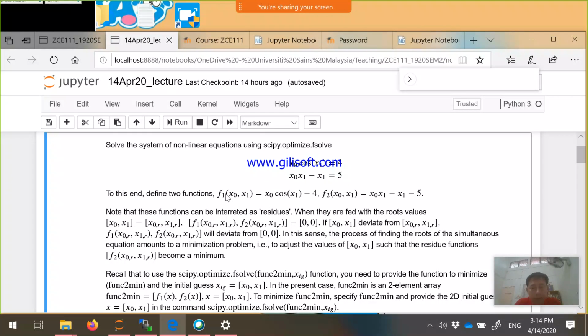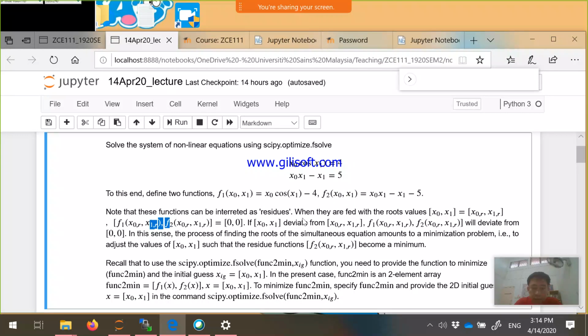And you realize that in this sense, f1 is a function of two variables, based on the values of x0 and x1. And f2 is also a function of x0 and x1. So if you somehow are able to find the solutions, say the solution is x0r, x1r, you try to search for what x0 is and what x1 is.